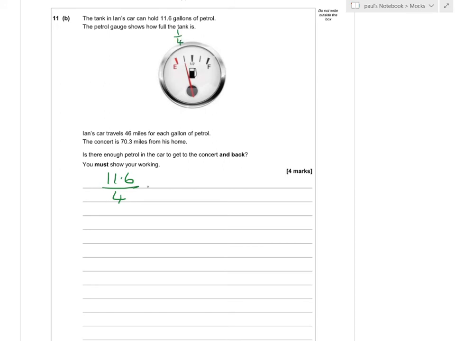And this will tell me how many gallons he's got in the car. So 11.6 divided by 4 is 2.9 gallons in the car. Now he goes 46 miles for each gallon. So if I do 46 miles times the 2.9 gallons, that will tell me how far he can go. Right? 2.9 times 46 equals, he can go 133 miles.